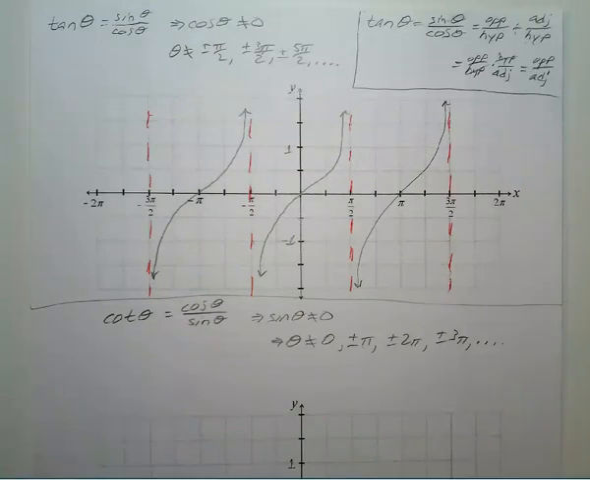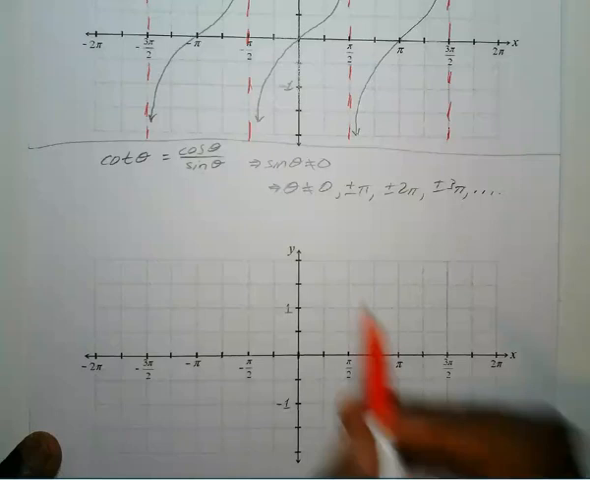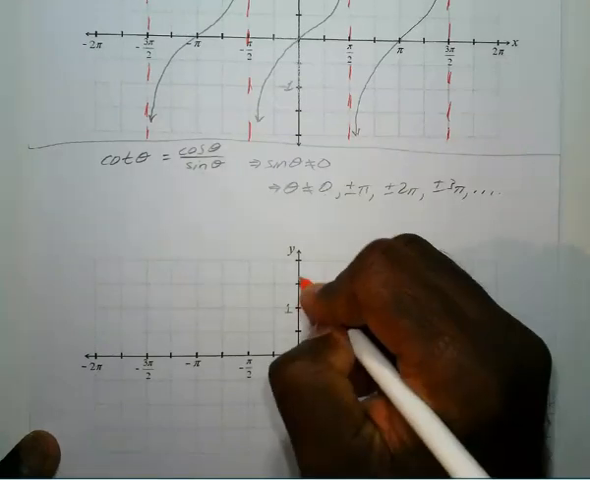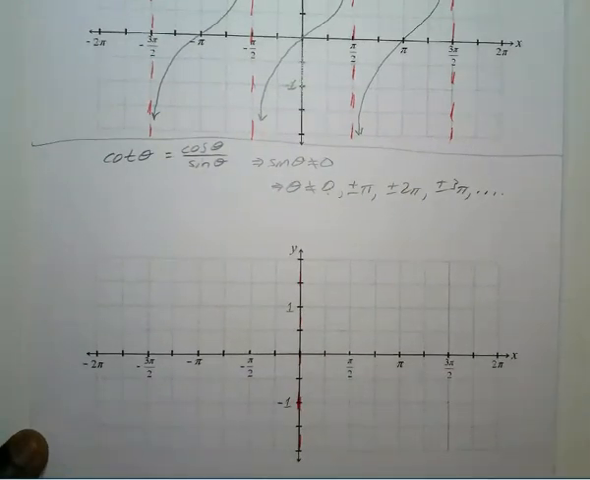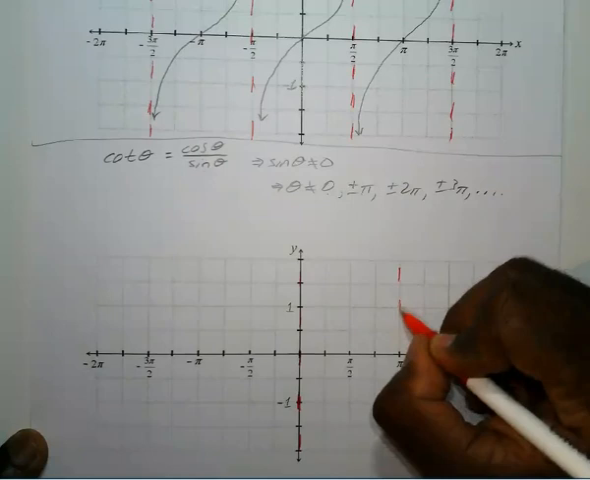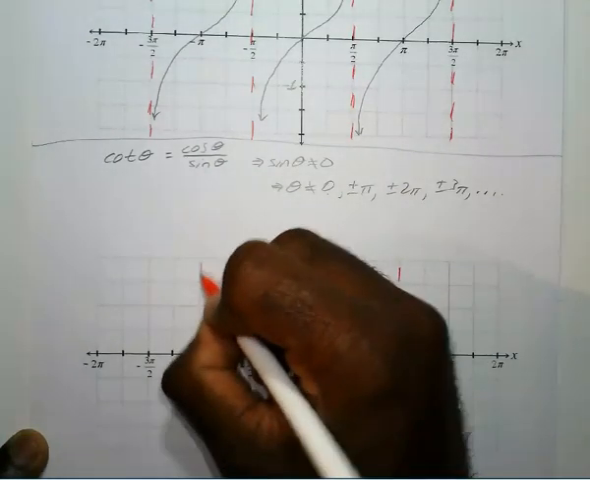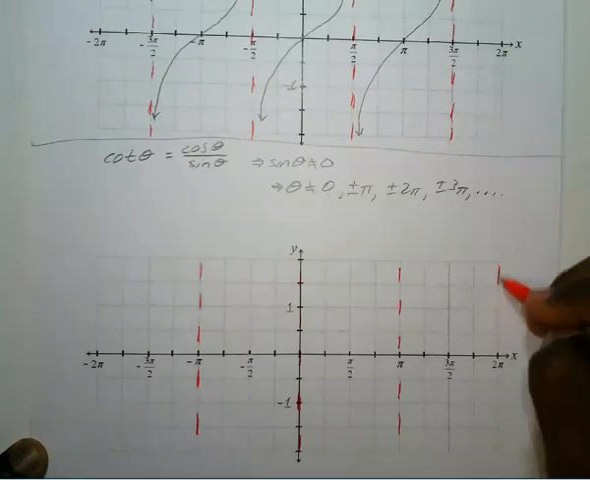Okay, so that means for our cotangent graph, 0 is a vertical asymptote. I don't think you can see it very well, but we'll mark it anyway. We know positive and negative pi are vertical asymptotes. Positive or negative 2 pi, vertical asymptotes.